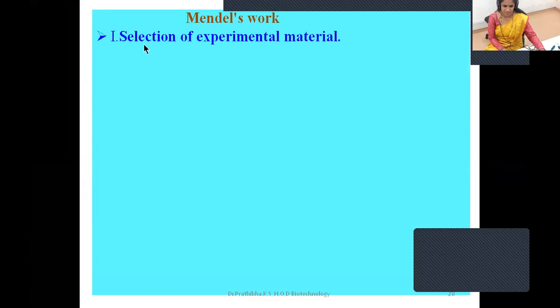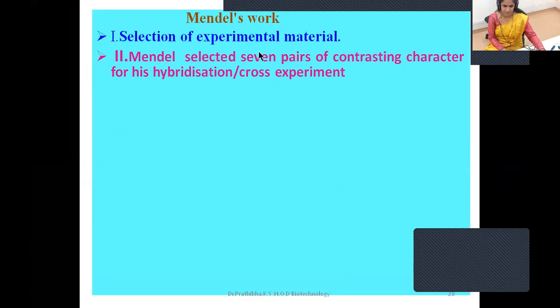The first Mendel's work was selection of experimental material. In my previous video I have put all the rest of the information on this, what kind of experimental material he took and what kind of consideration he had while selecting the experimental material. Please go through the previous video of Mendel's work. The second work: Mendel selected 7 pairs of contrasting characters for his hybridization or crossing experiment.